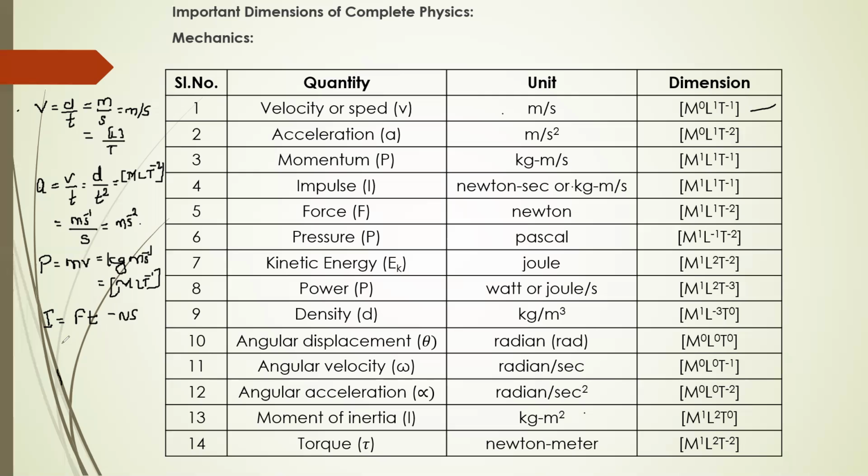Then next, force. Many times we have seen it in the previous slide. So force can be written as mass into acceleration, that is kg meter per second square, or it can also be written as Newton. And here the dimensional formula is M raised to 1, L raised to 1, t raised to minus 2.